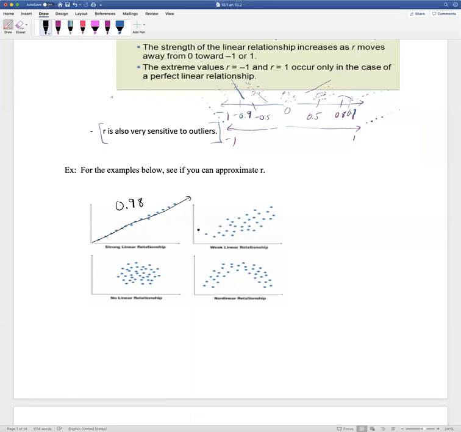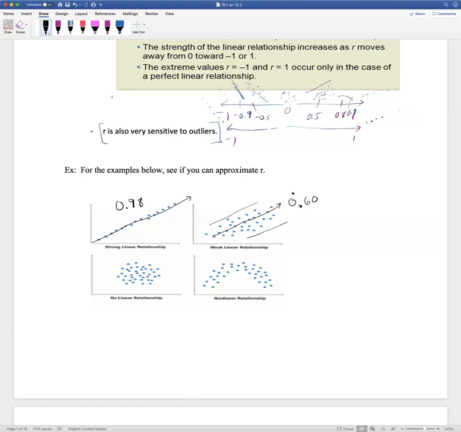A weak linear relationship, so we can tell that this is a positive slope. It's a little cloud-like, but it's moving in a direction that we're familiar with, so we can see it's going to the right. I would call this linear correlation, I don't know, 0.60. So there is a linear correlation, but it's kind of weak.